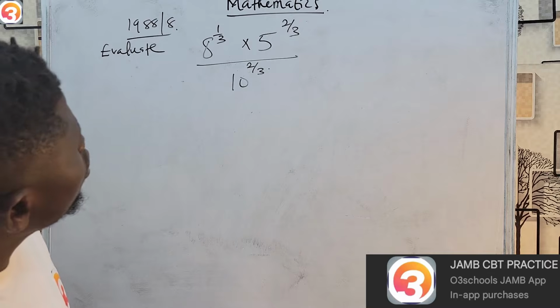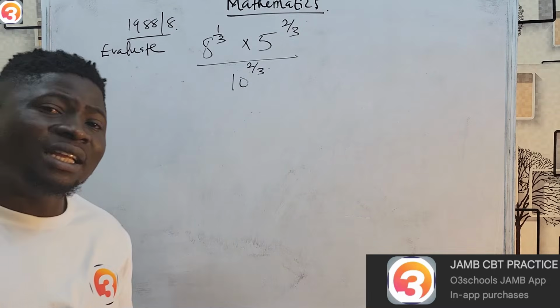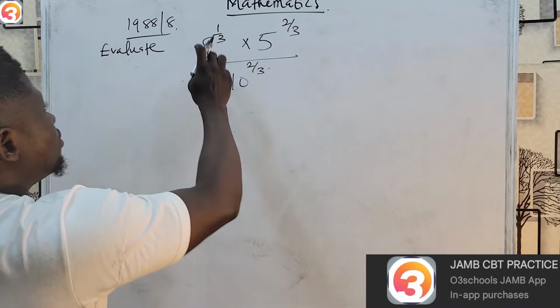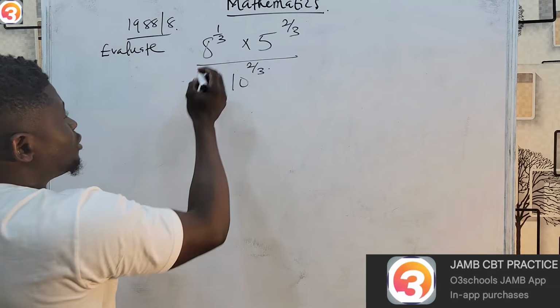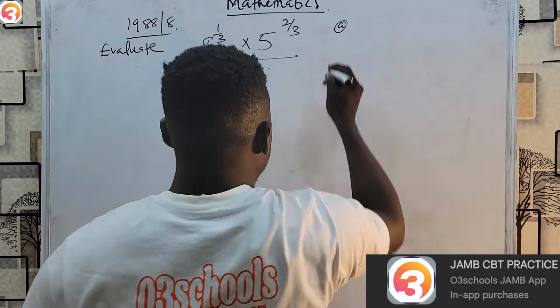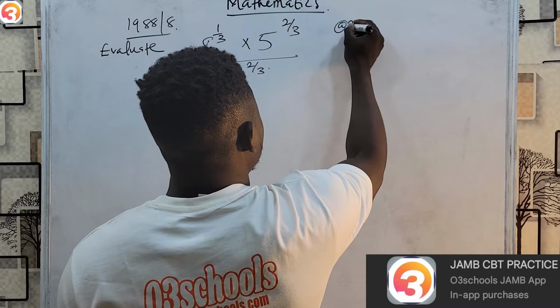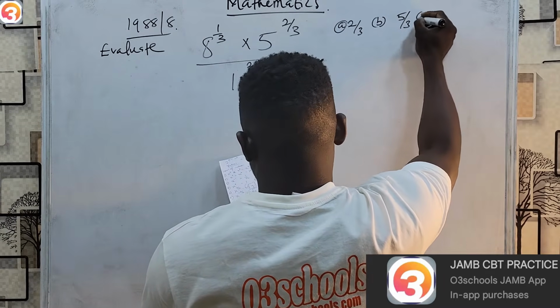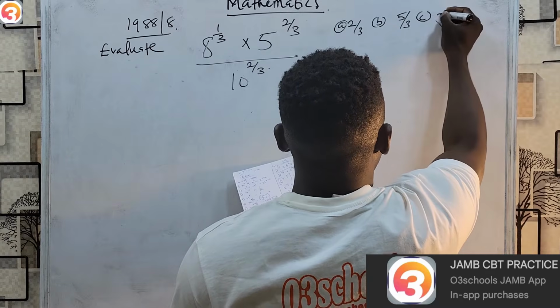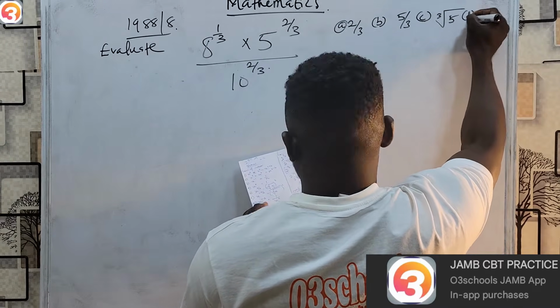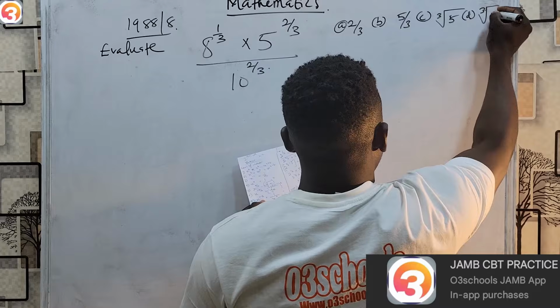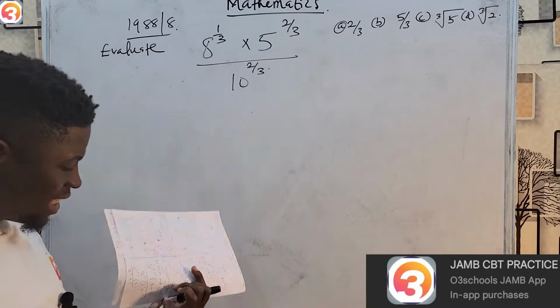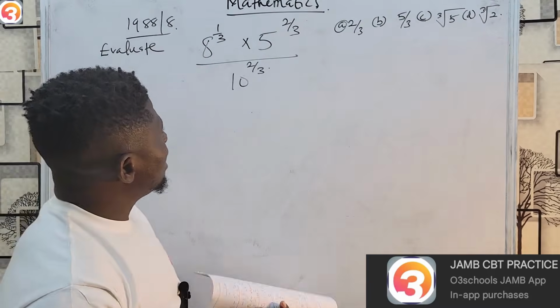So now what do you do whenever you see something like this? Our options: A is 2 over 3. B is 5 over 3. C is the third root of 5. D is the third root of 2. All right, so let's see which answer we are going to get.